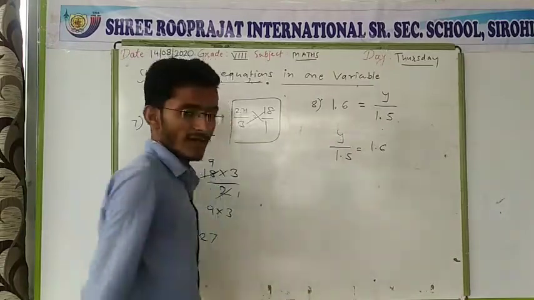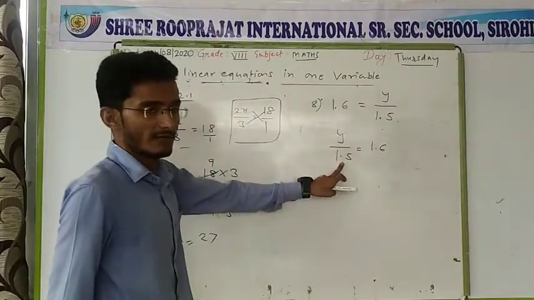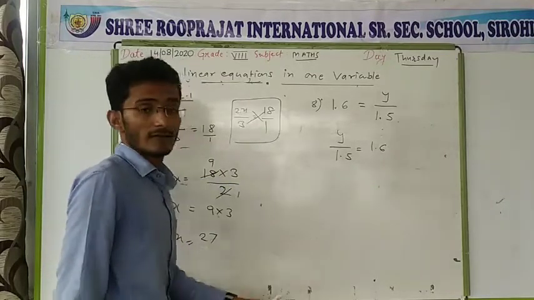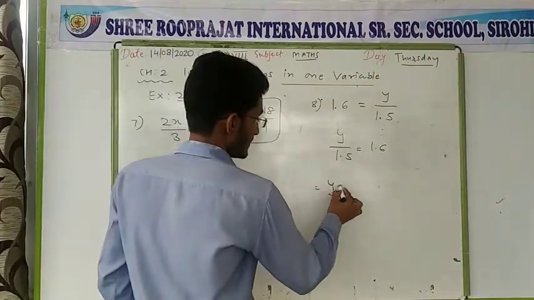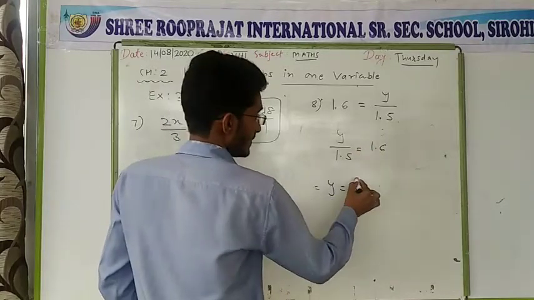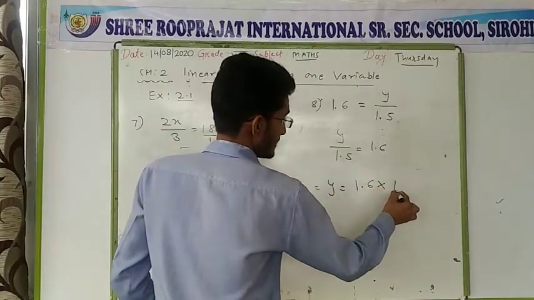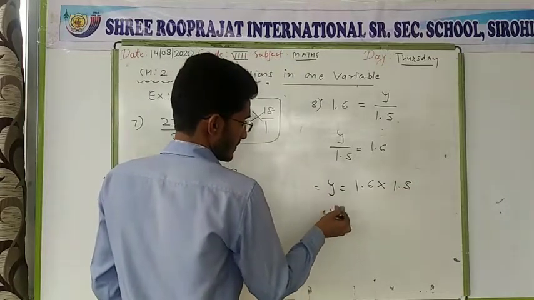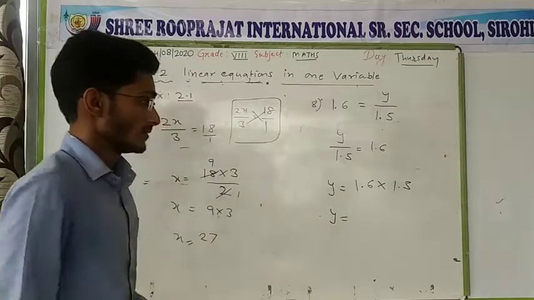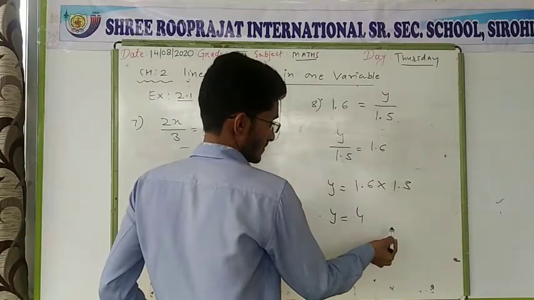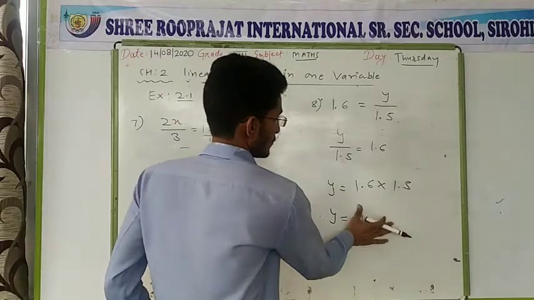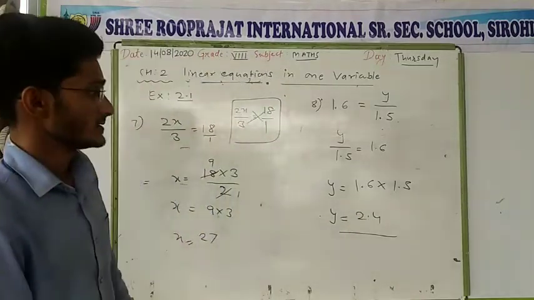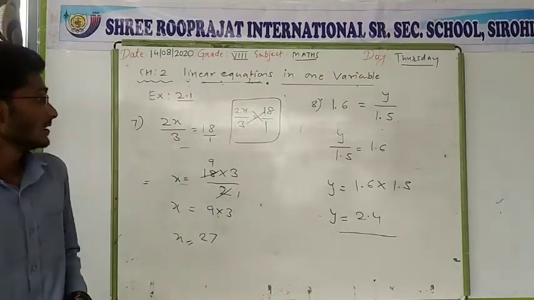Now we need the value of y. Again you have to remove the 1.5, which means this is dividing y. So y equal to, if you cross multiply again, it will be 1.6 multiply with 1.5. So here the value of y is, you will get 2.4 as the answer. I hope you get it.